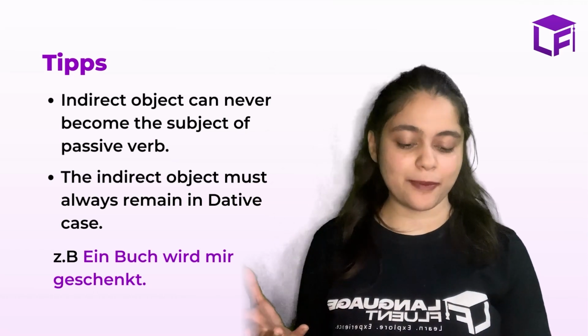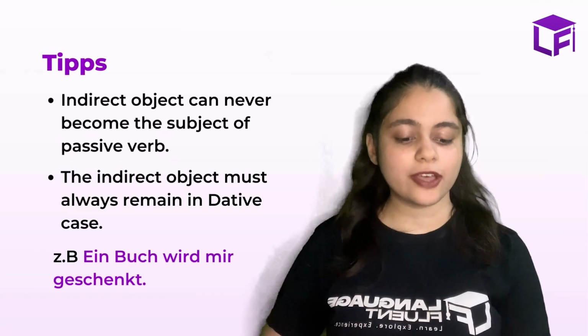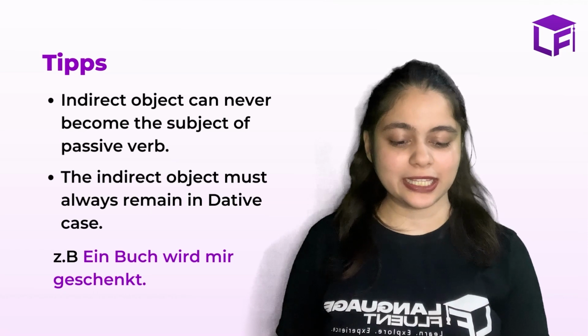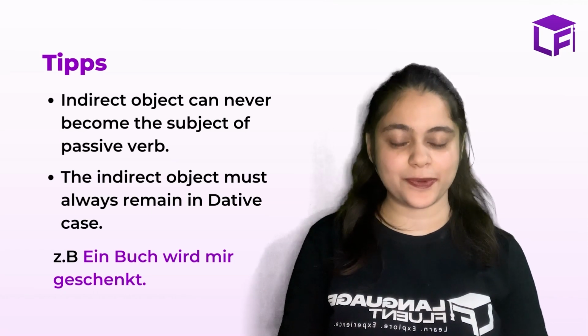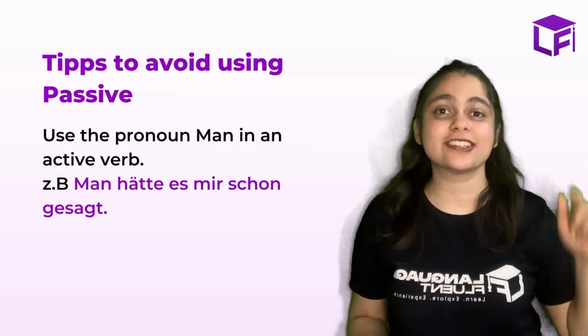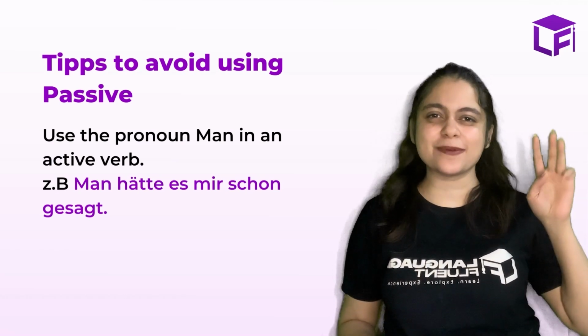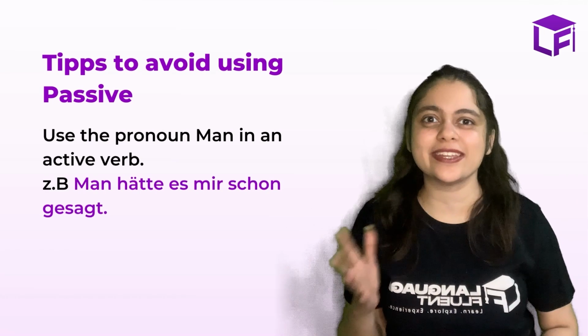Okay, for an example, I'll state Ein Buch wird mir geschenkt. This means a book is given to me. Now I'm going to share a super amazing secret with you. And these are 3 tips and ways to avoid using the passive.